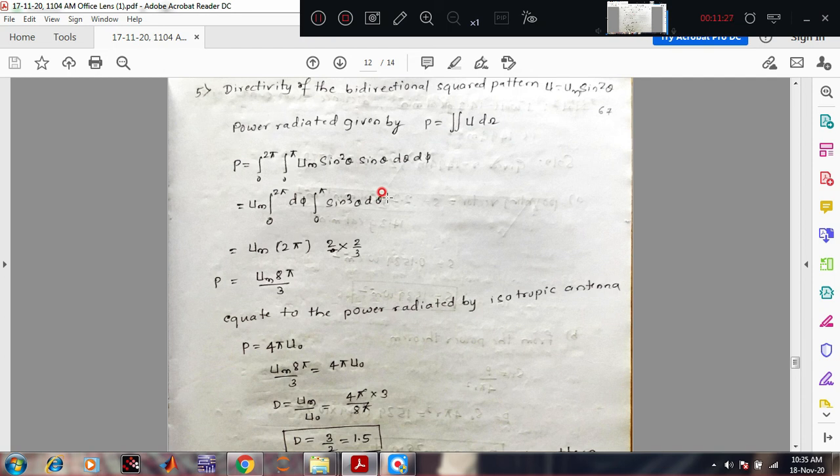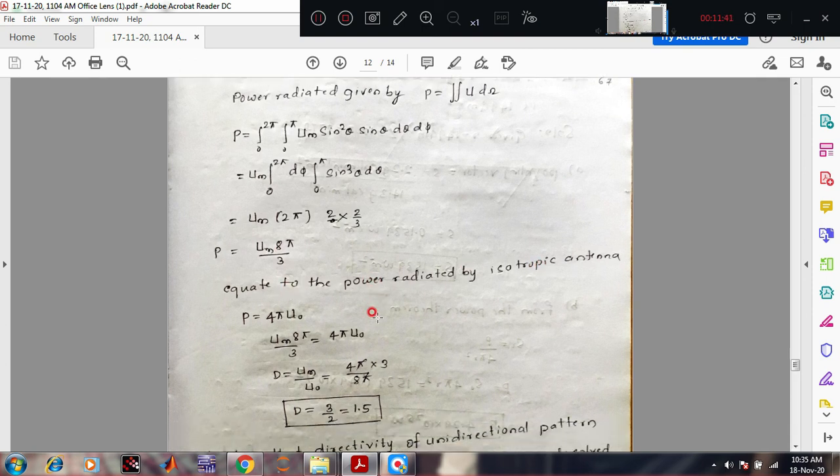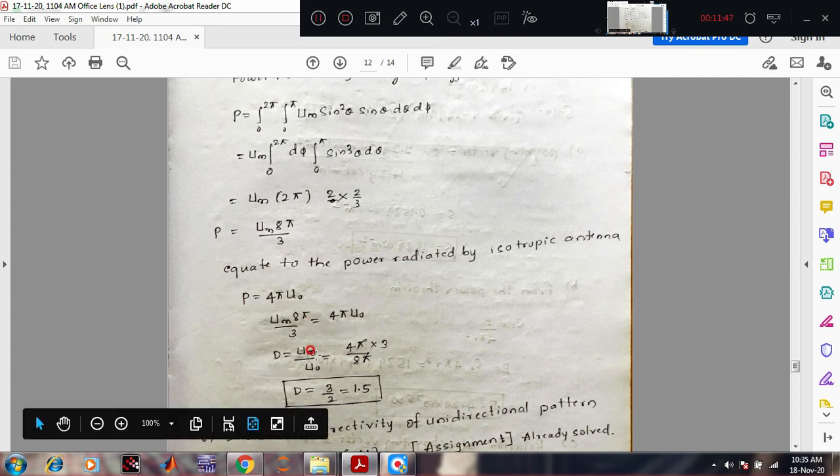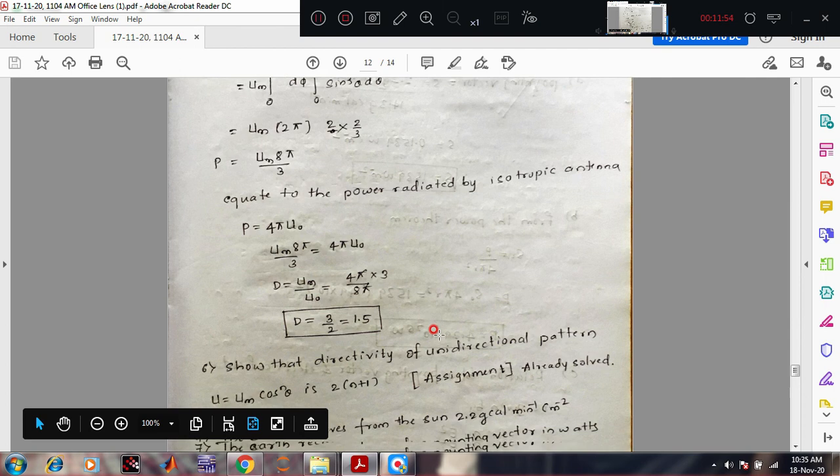We know that from reduction formula sin cube results in what? 2. So into 2 by 3. So total P is equal to Um 8 pi by 3. Equate this to what? The power radiated by isotropic antenna. P is equal to 4 pi U naught, Um 8 pi by 3, which is equal to 4 pi U naught. Directivity is equal to Um by U naught, 4 pi by 8 pi into 3. So directivity will be what? 1.5.